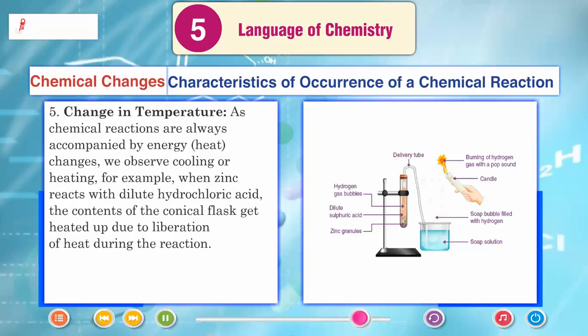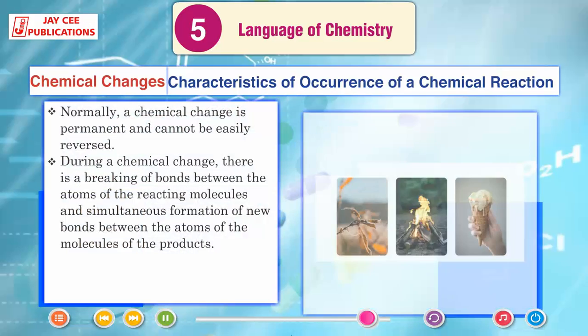Change in temperature. As chemical reactions are always accompanied by energy, heat changes, we observe cooling or heating. For example, when zinc reacts with dilute hydrochloric acid, the contents of the conical flask get heated up due to liberation of heat during the reaction.